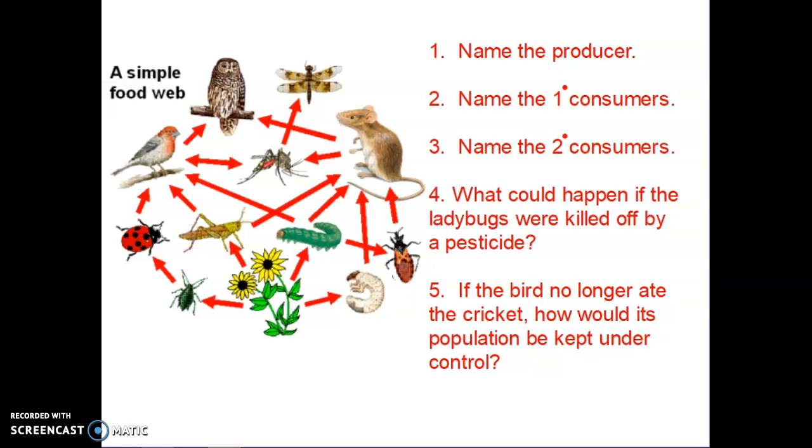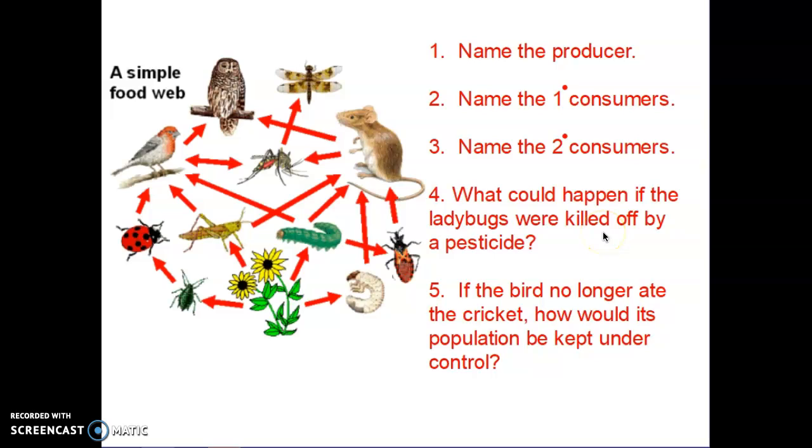Name the primary consumers. Those are the guys that eat the sunflower. So that would be whatever this little bug is right here, this cricket, this caterpillar, and whatever that thing is, right? Those are all primary consumers. The secondary ones are things that eat them. So your ladybug, your kissing bug over here, and maybe even the mouse, okay?